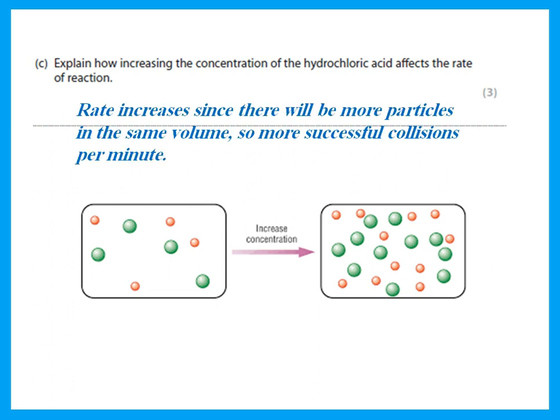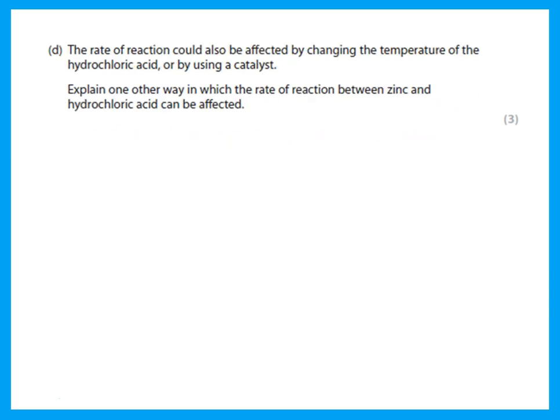Now, you should realize if I increase concentration, the rate increases. So that's one mark. Don't forget to tell him what is the effect on the rate. The effect on the rate is that it increases. Then explain why. This is because there will be more particles in the same volume, so more successful collisions per minute. You have to mention the time factor.